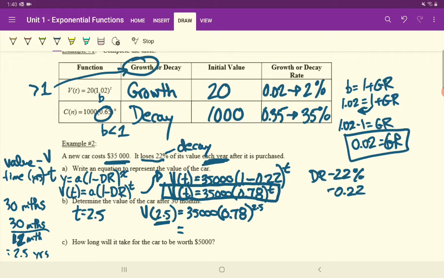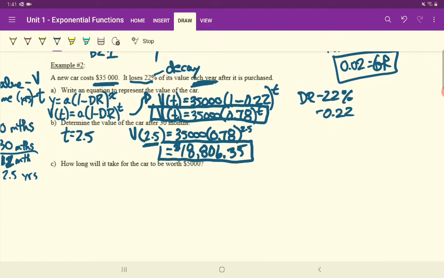So all you're doing is punching this into your calculator. Make sure you do exponents before multiplying by 35,000. So do 0.78 to the power of 2.5, hit equals, then times it by 35,000. You get $18,806.35. There's your value of the car, approximately after 2.5 years.